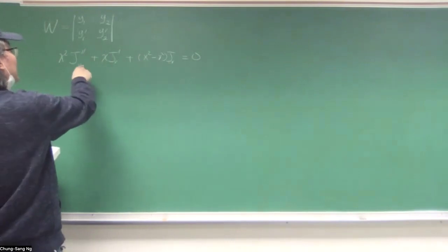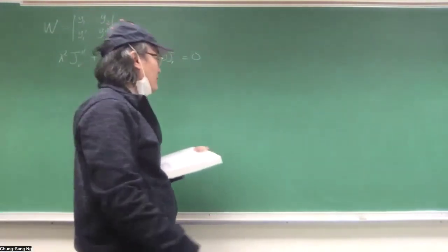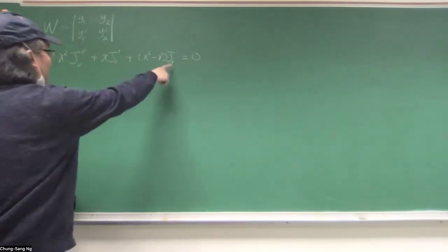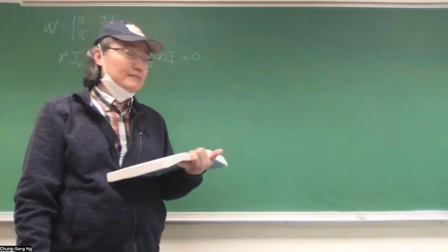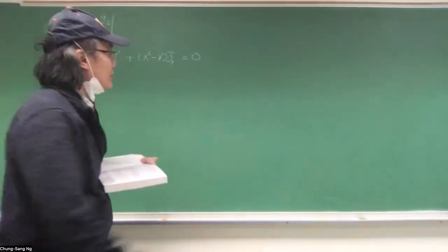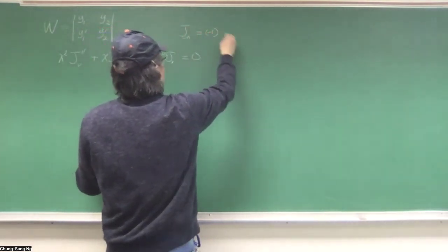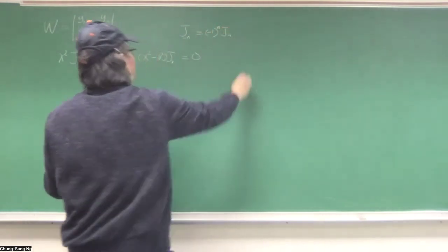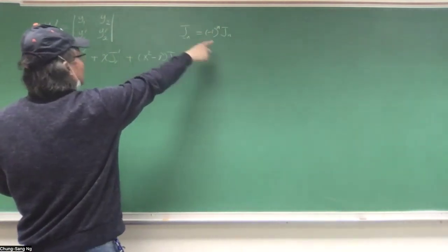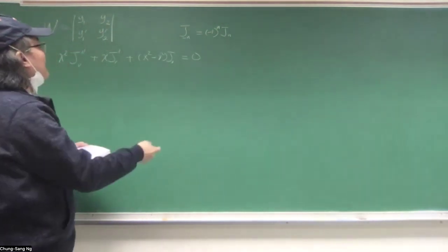So we talked about that: if nu is not an integer, then J sub nu and J sub minus nu will be two independent solutions. But if nu is an integer, then J sub minus n is not independent, it just depends on J sub n. We talked about that before. J sub minus n is minus one to the n times J sub n. So they are linearly dependent. If you substitute J n and J minus n, the Wronskian obviously would be zero.